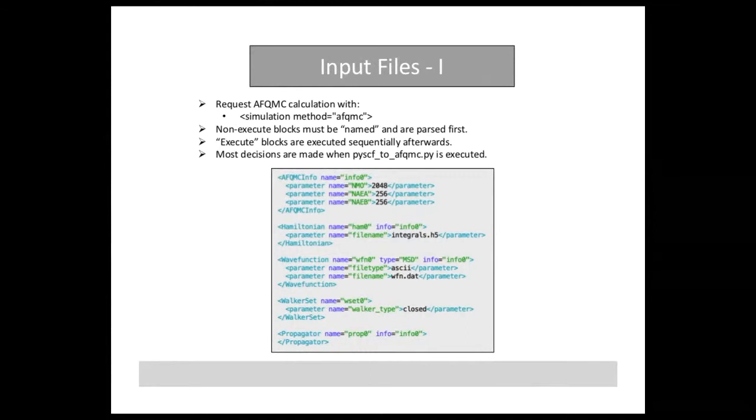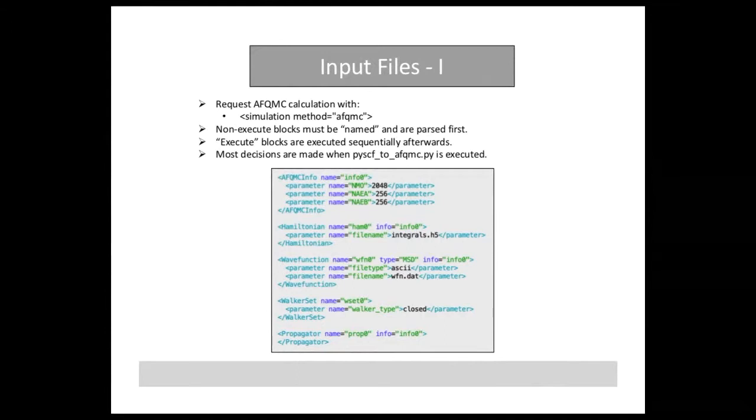So they must exist in the input file, even though they are empty. And this defines a propagator. So the default propagator is hybrid propagation. And the type of propagator is basically dependent on the type of wave function. So just specifying a wave function takes care of everything else. So this would be 90% of the calculations.